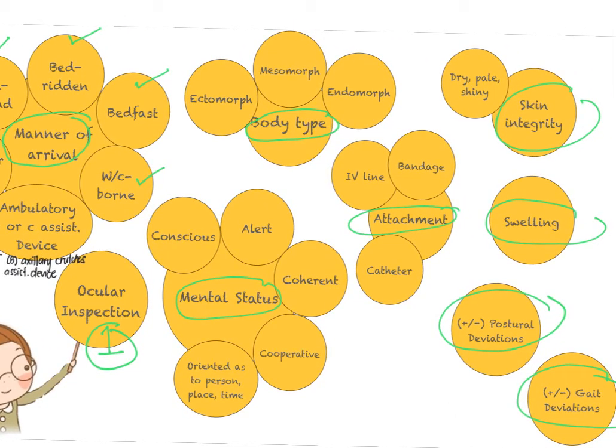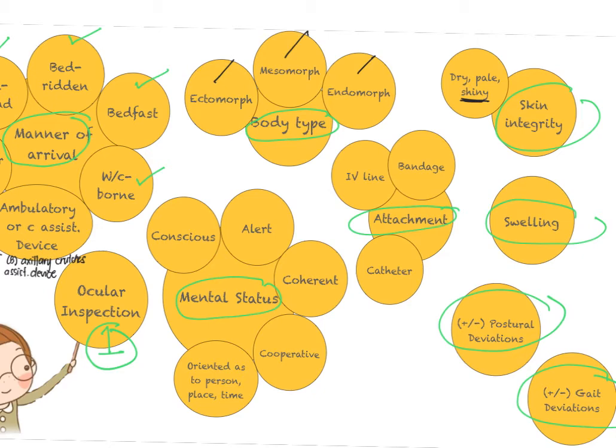Alright, so for the body type, you have ectomorph, mesomorph, endomorph. When you say ectomorph, the patient is very thin. When you say mesomorph, the patient is muscular. Endomorph, the patient is fat. Okay, for skin integrity, ano yung itsura ng skin? Is it dry? Is it pale? Is it shiny? You know that a shiny looking skin could mean that the patient has a sympathetic nervous disorder.